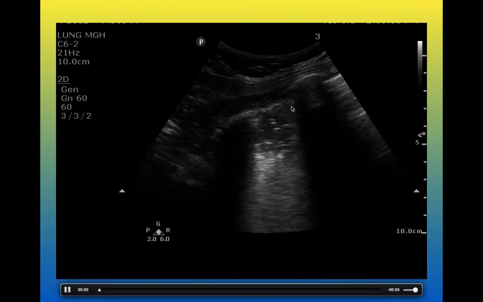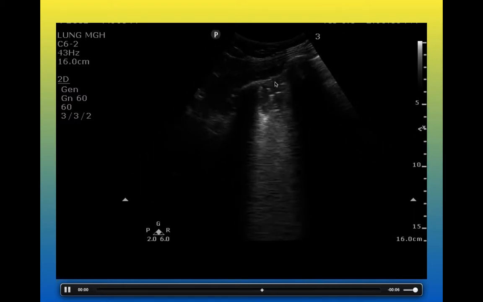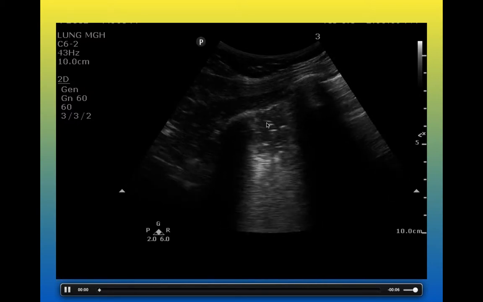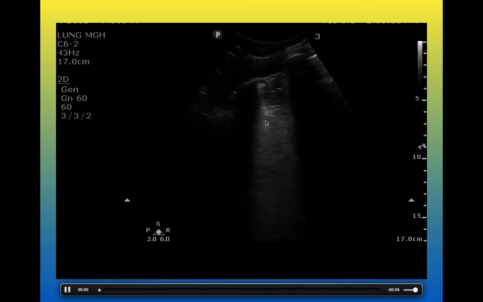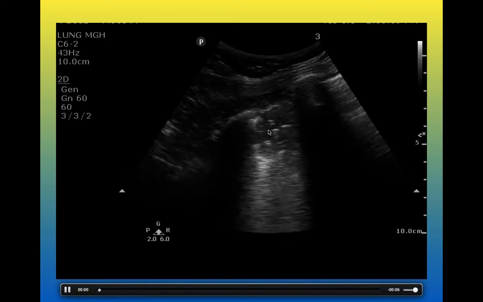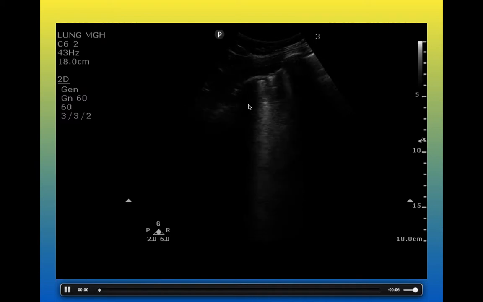So if you're seeing something between the ribs, here's one rib, here's another rib, then that means that there is an abnormality, and that depends on your clinical context. But here is an abnormality. Again, it kind of looks like liver tissue. They call it hepatization.